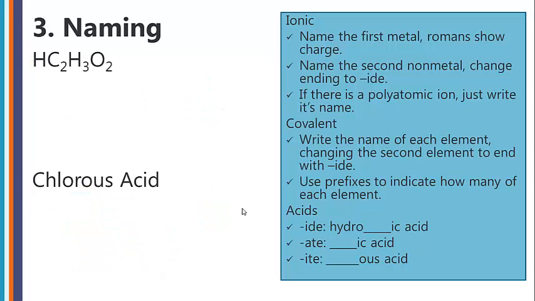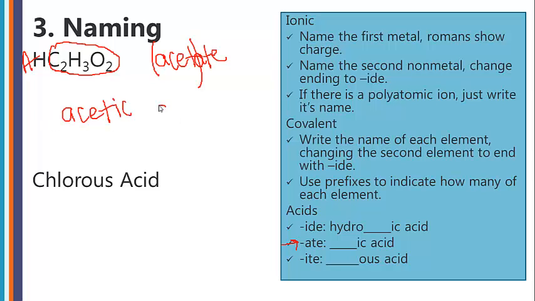Next set, I've got HC2H3O2. So I've got a bunch of different atoms here. That's a hint that there's a polyatomic ion in there somewhere. And it starts with H. So because it starts with H, that's going to be an acid. So that means I have to look at this part, the thing that isn't hydrogen. And the name of this is a polyatomic ion that's called acetate. So since I have this ATE ending, I'm going to rename this as blank-ic acid. And this is what goes in the blank: everything but the ate. So no hydro. I'm going to get acetic acid.